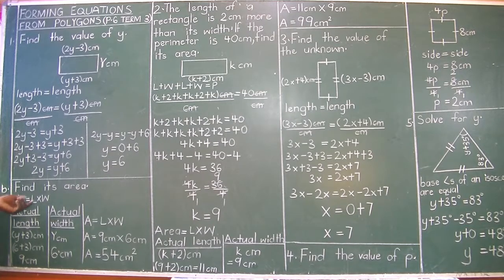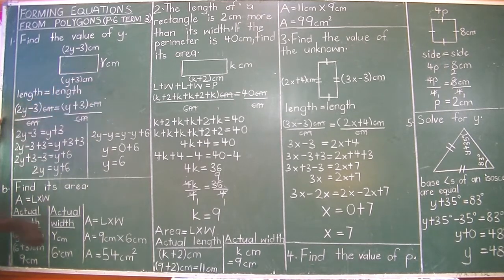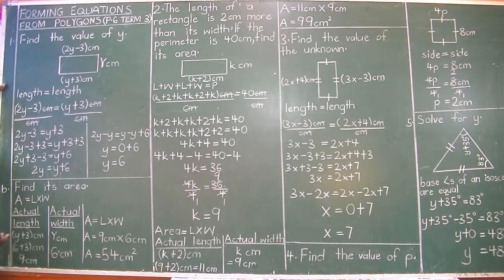Then part B, find the area of this figure. That's what they're saying. Find this area. Area of a rectangular surface equals length times width. Now, the length and width are still in y. So therefore, they must have the measures, the real measures, the actual measures. That's why we get the actual length. We've got two lengths, this one and this one. You choose between the two, preferably the one that is easier to substitute.